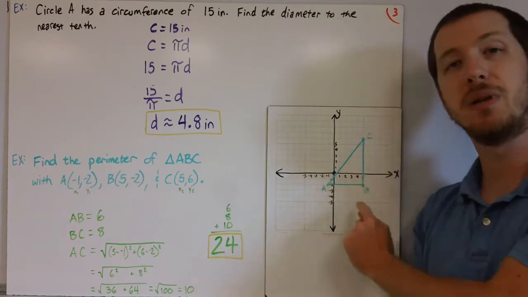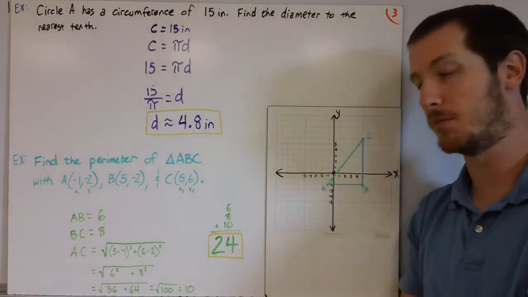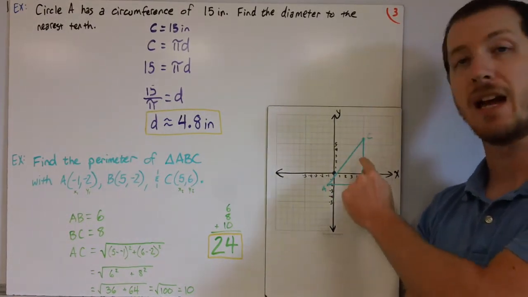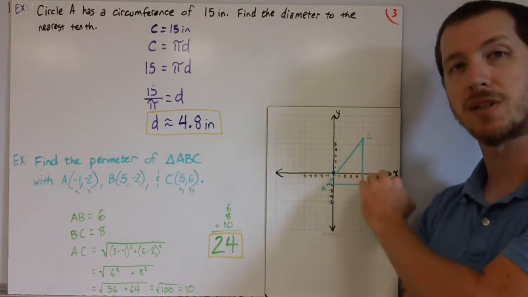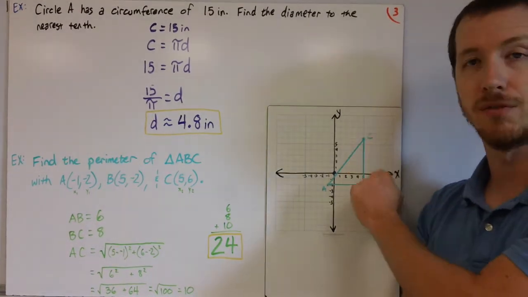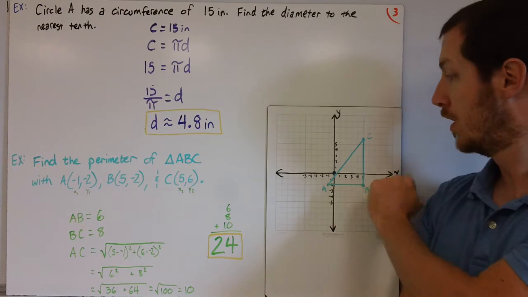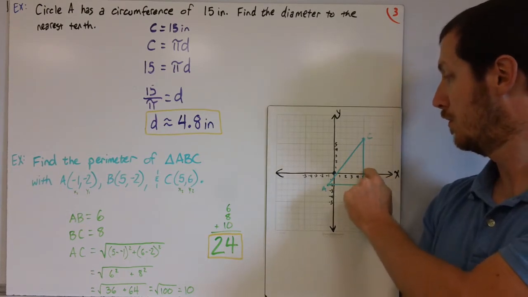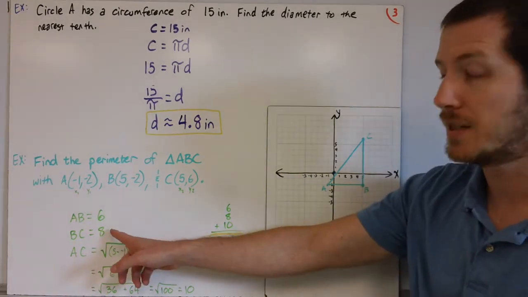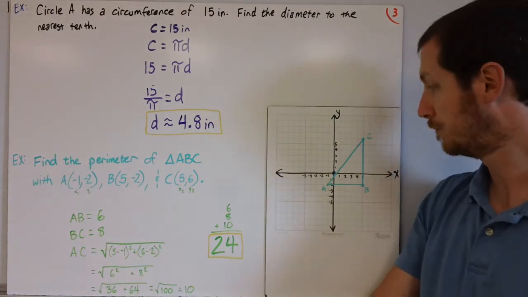Notice that segment BC is a vertical segment. So we can count those as well. Count the tick marks, count the grid lines, or take the difference of the y coordinates. So up 6, BC has a length of 8 units.